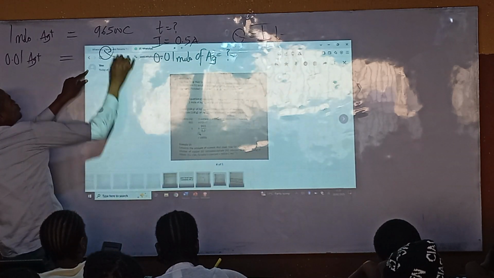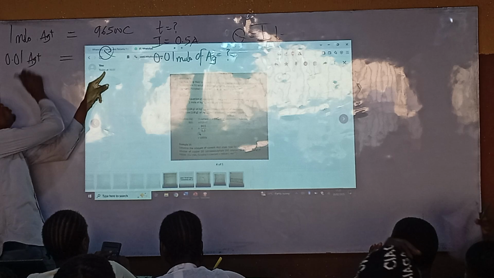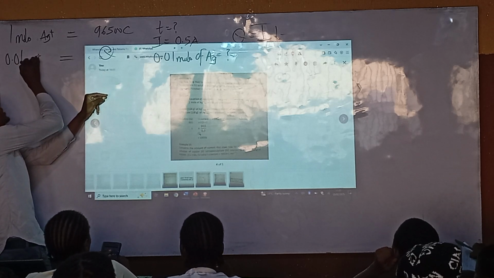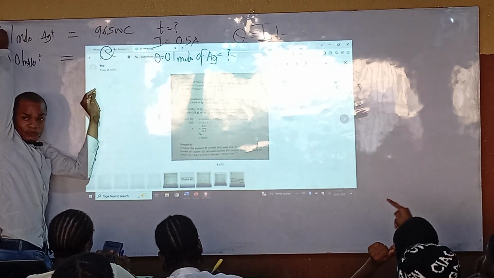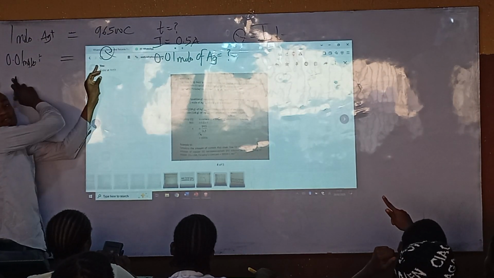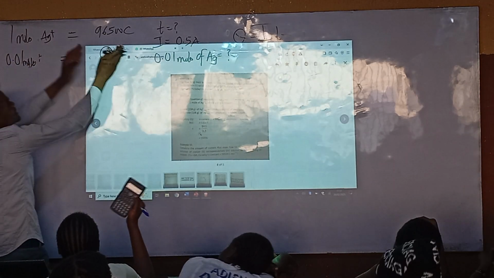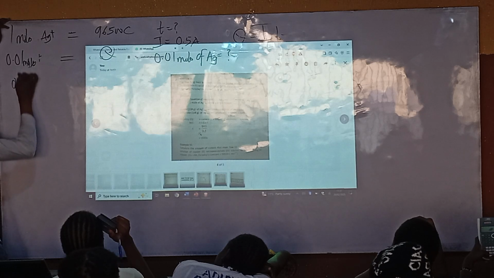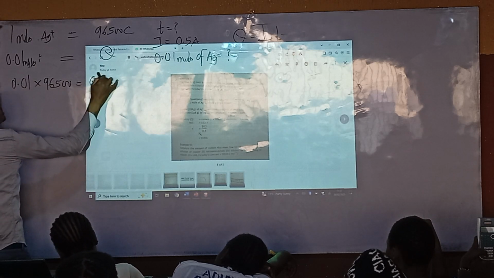Let me get my Q that will be needed to deposit this value of 0.01 mole. One mole of silver needs this quantity of electricity, and 0.01 mole needs another quantity. I will use mole under mole. Multiply now: 0.01 times 96,500 equals Q times 1.